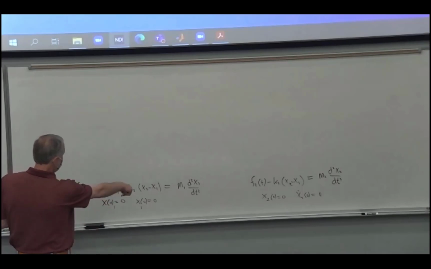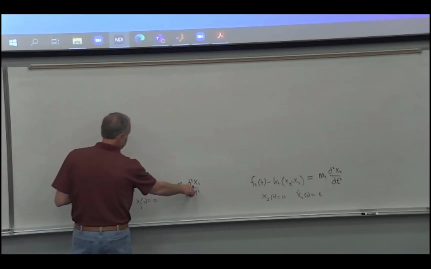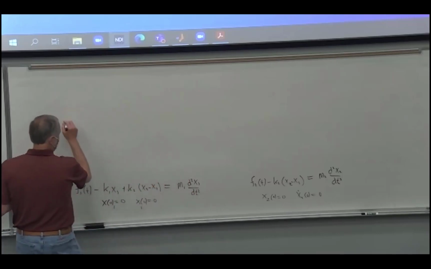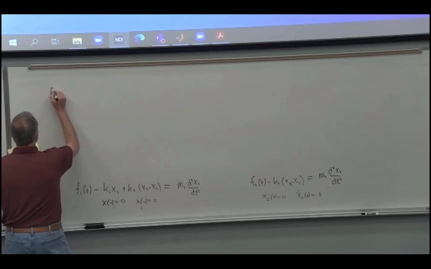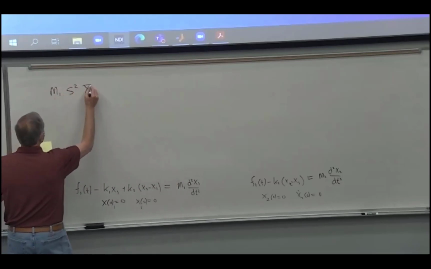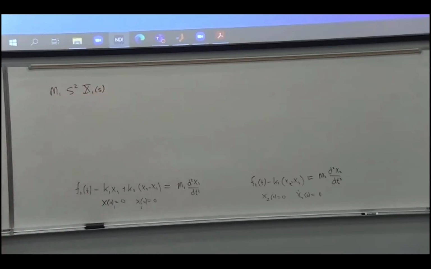All right, so let's Laplace this thing. We've got the Laplace of a second derivative, so I'm going to do that one first, and then I'm going to move the other side. So we get m1 s squared, because it's a double derivative. Once you got that down pat, you go, how many derivatives? That tells me how many s's we get.